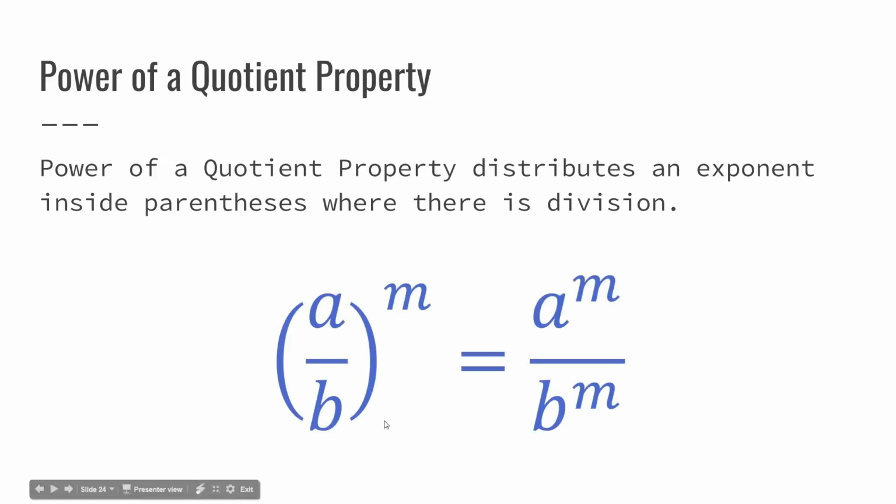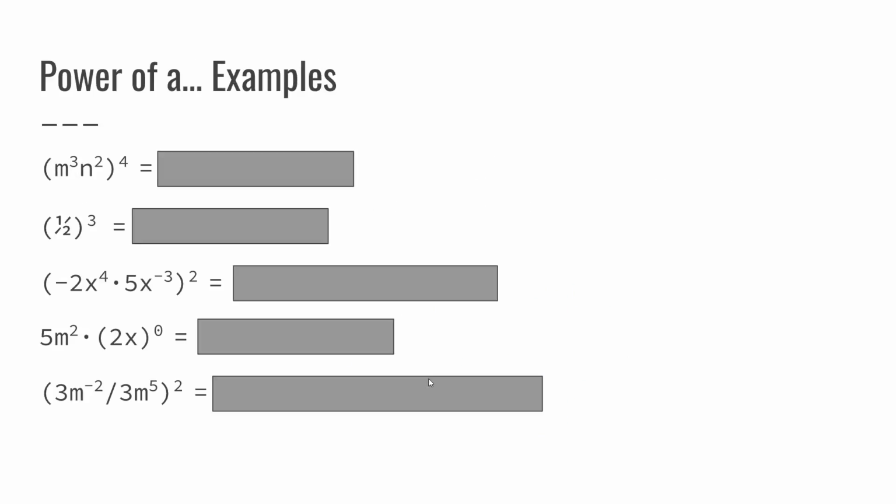Same exact thing with power of a quotient. You need to take that outside power, in this case m, and give it to whatever is inside the parentheses. And in this case, you're just giving it to the two terms, but they're being divided instead of multiplied. So you still have to give it to the a and the b, but there's a division sign between them instead of multiplication. So let's look at some examples.